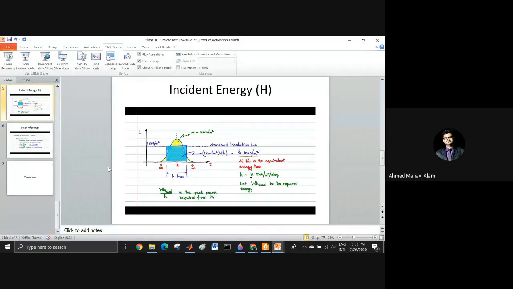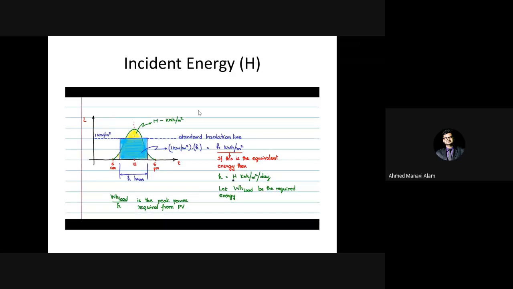Now let me show you: for incident energy H, I want to find a standard amount to express everything. You see that the area under that curve was our H, the incident energy. Now I am taking a line which is called the standard insolation line, like this, dotted. This is my standard insolation line, and under it is this area.